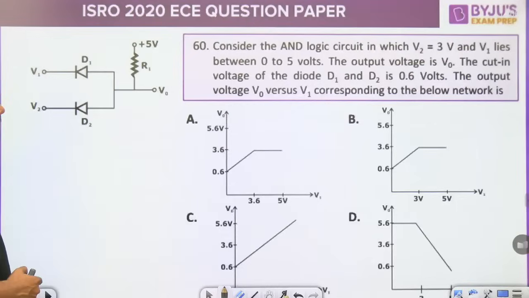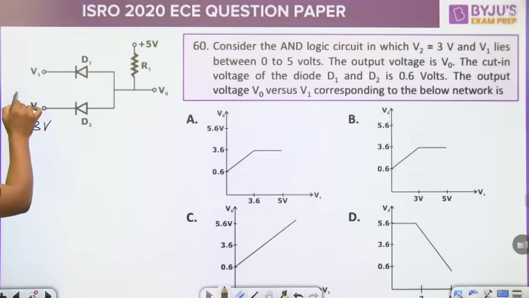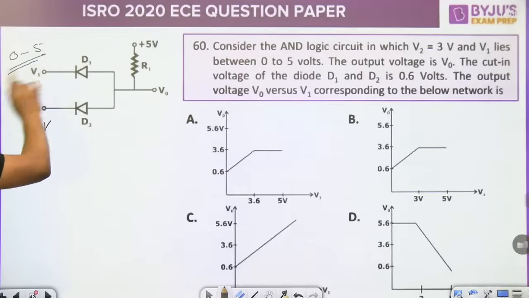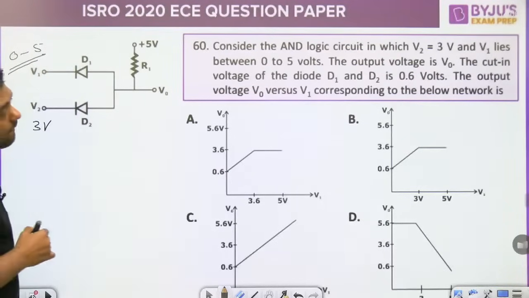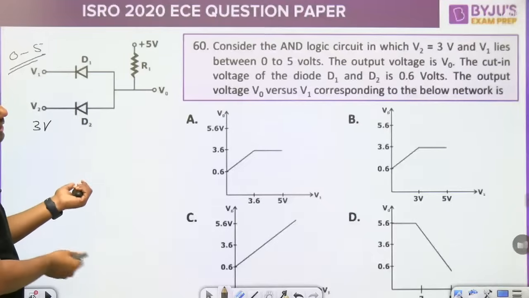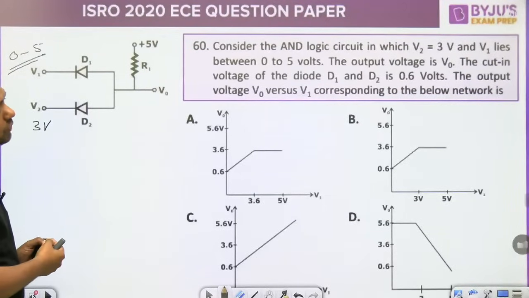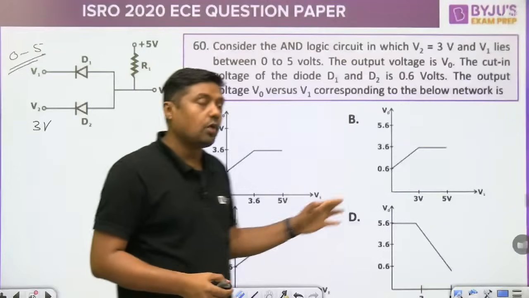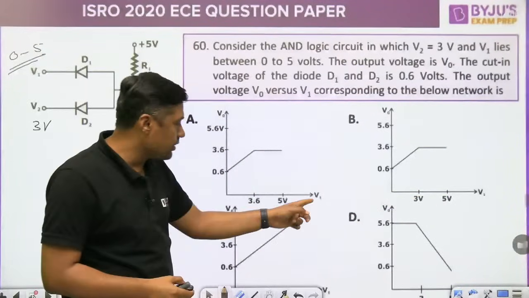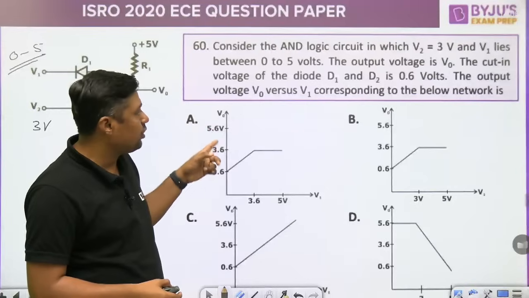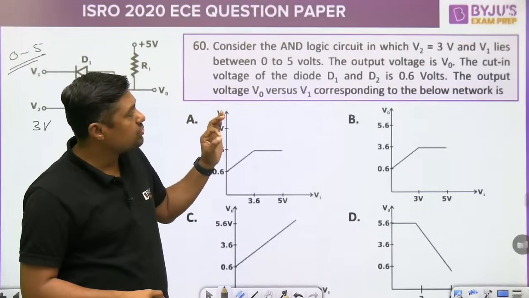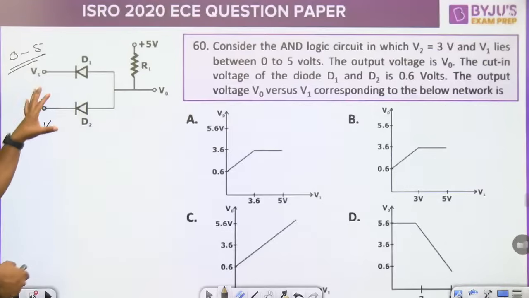Don't waste your time. Now, consider the AND logic circuit in which V2 is equal to 3 volt, and V1 lies between 0 to 5 volt. V1 will vary, it will increase from 0 to 5 volt. The cut-in voltage of the diode is 0.6 volt. For the output voltage V0 versus V1, on the x-axis we have V1 and on the y-axis we have V0. The output V0 versus V1 corresponds to the network below.